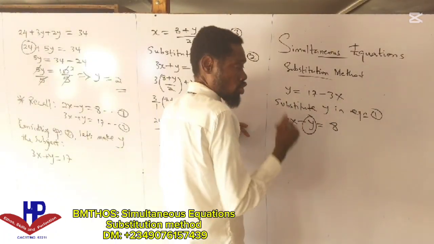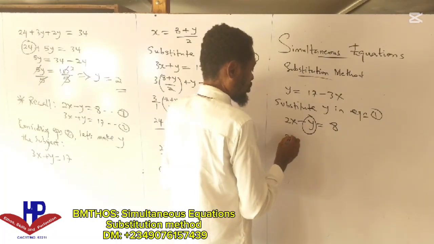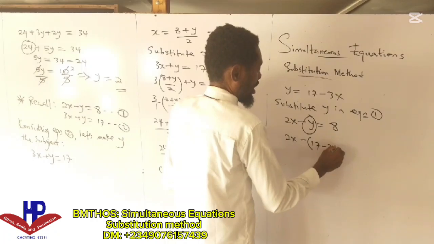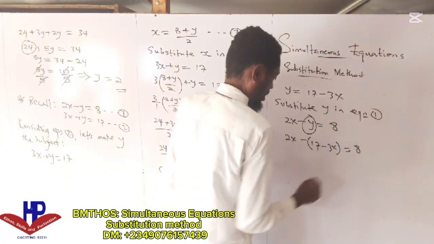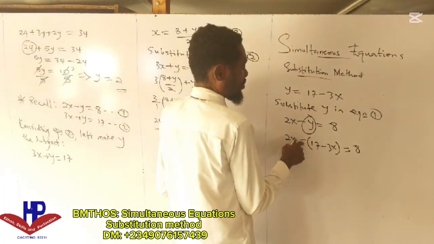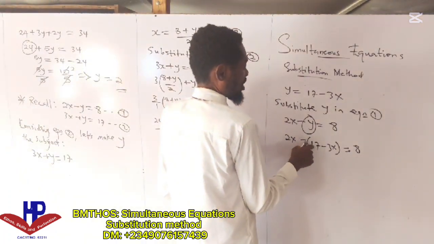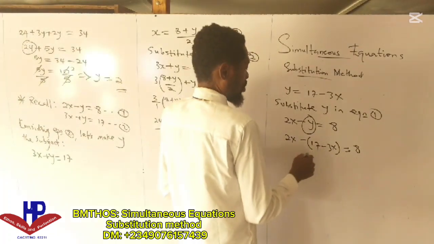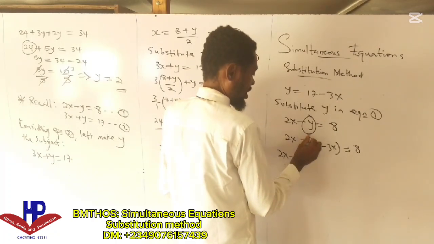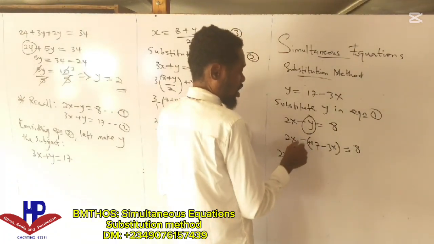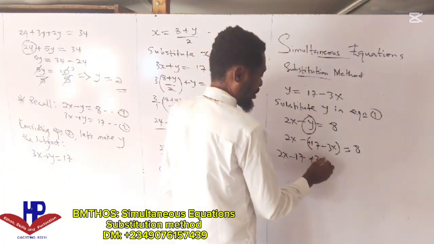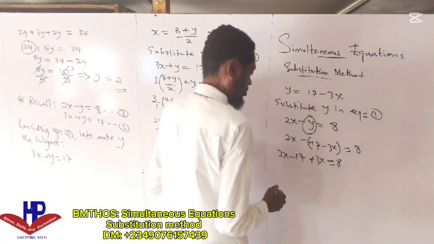That is why it's called substitution method. So I have 2x minus, into 17 minus 3x, is equal to 8. This minus sign will affect everything we have in the y, which is 17 minus 3x. So we're going to have 2x, minus will affect the plus. There's a plus here. So minus times this plus will give us minus 17. And minus times this minus will give us plus 3x is equal to 8.